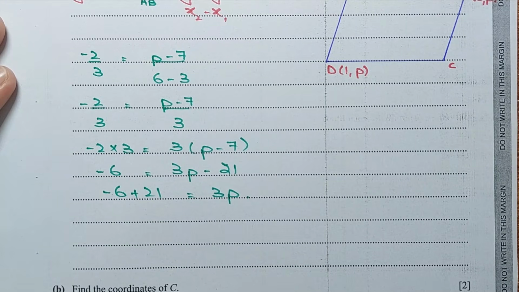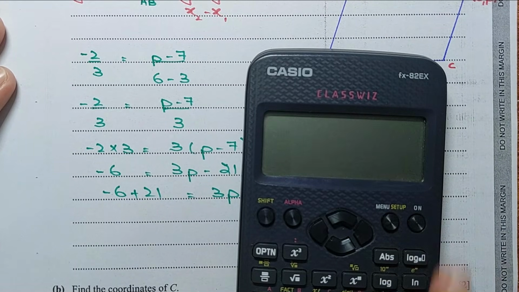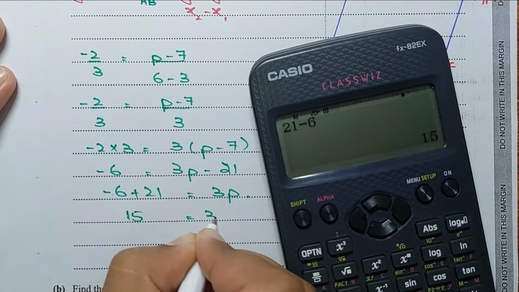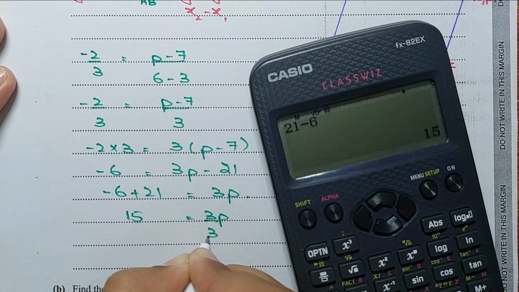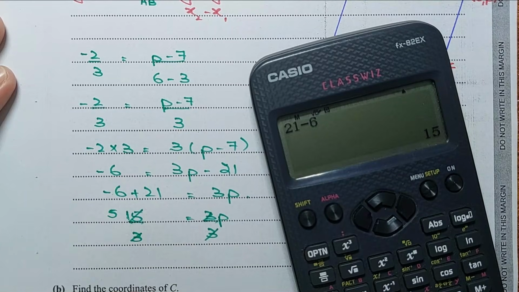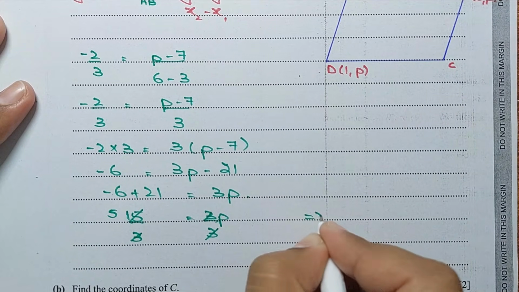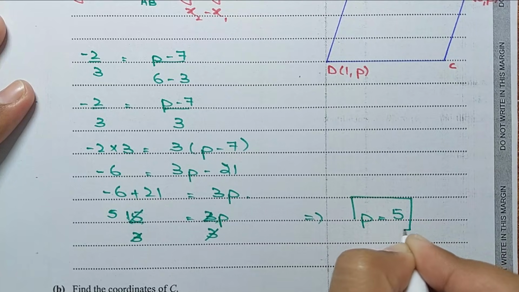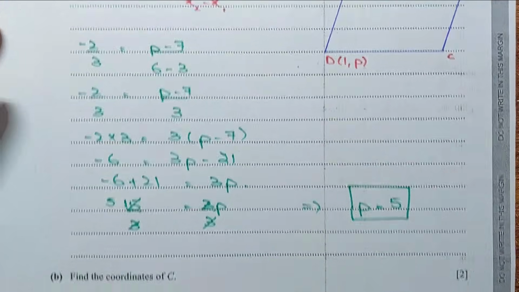Okay, so 21 shifted to the other side becomes positive. From 21 take away 6 is 15. 15 equals 3p, and dividing both sides by 3, 3 times 1 is 3, 3 times 5 is 15. So from here the p value is equal to 5. So we are done with p, which is 5.